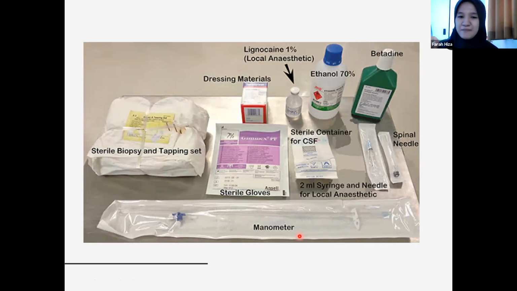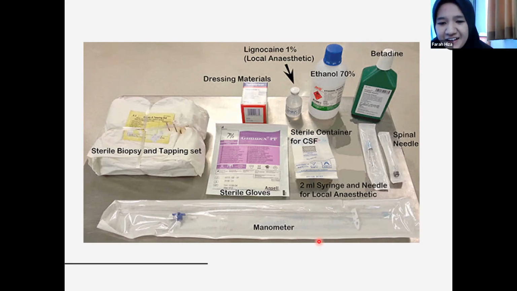Once we do the lumbar puncture, we measure the opening pressure. But we usually do not use the manometer because it's difficult, especially in a struggling or uncooperative child. Okay.